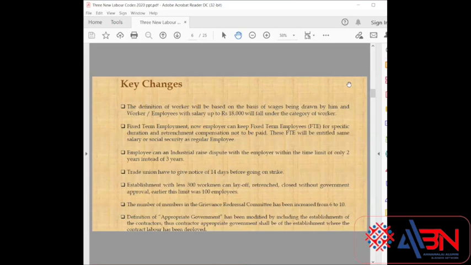Then there is a provision of grievance redressal committee. Every organization has to have a grievance redressal committee, and the number of committee members has been increased from 6 to 10.